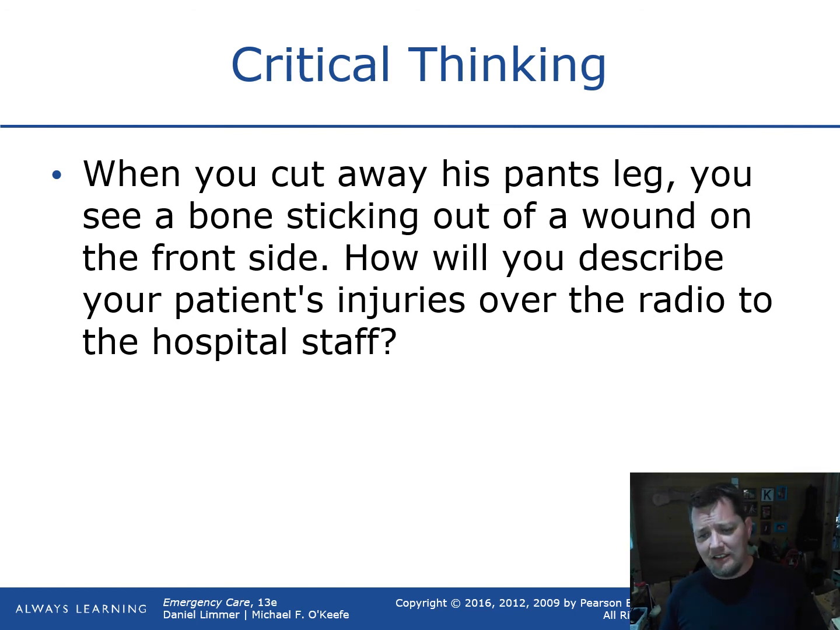So I just keep it simple, especially in a radio report. All they want to know is where are the injuries, what side of the body are the injuries on, and can we fix them, okay? Because that's what they're thinking.